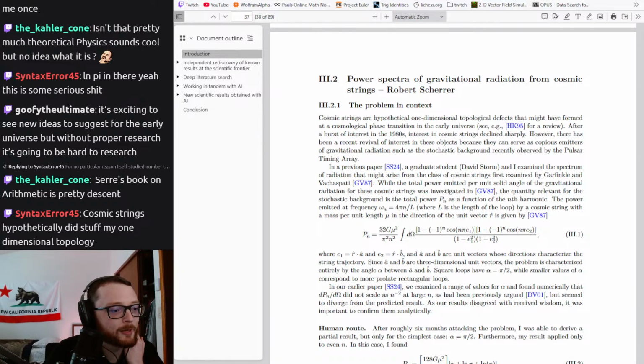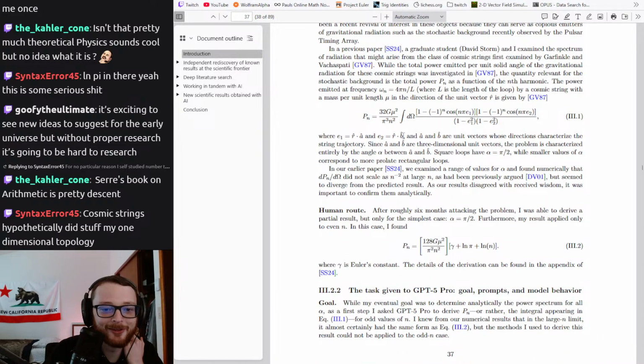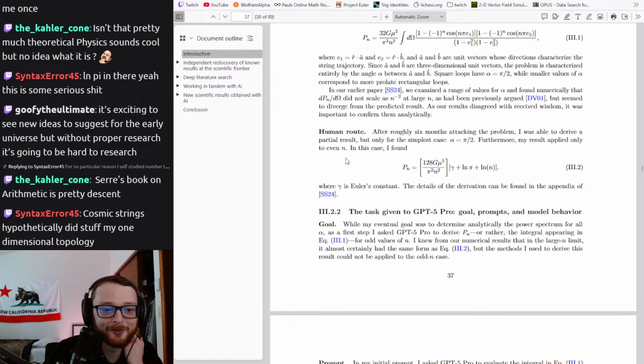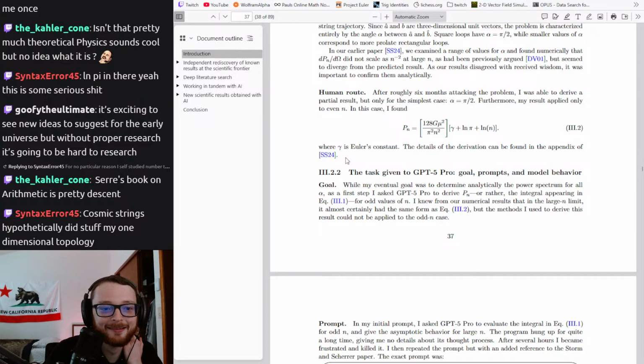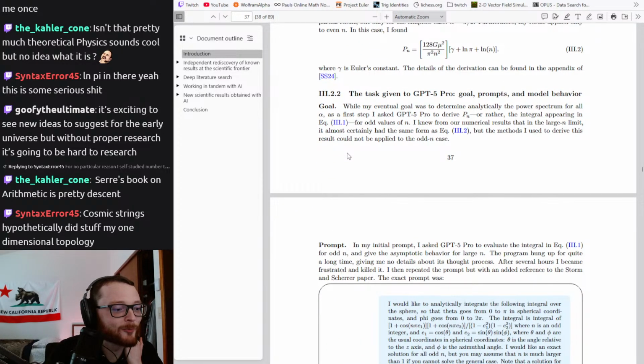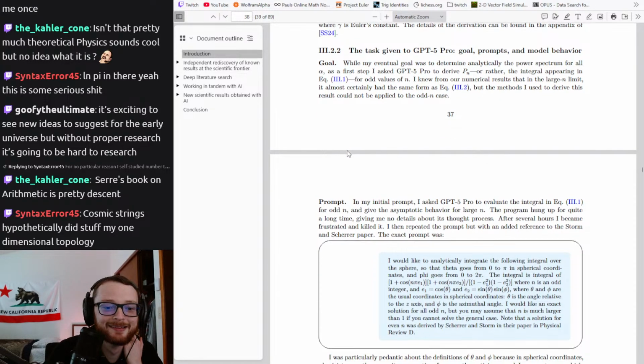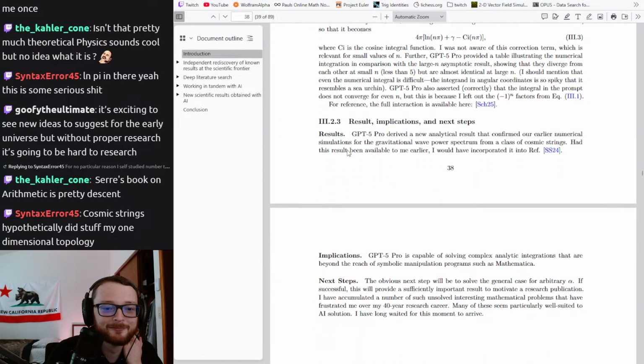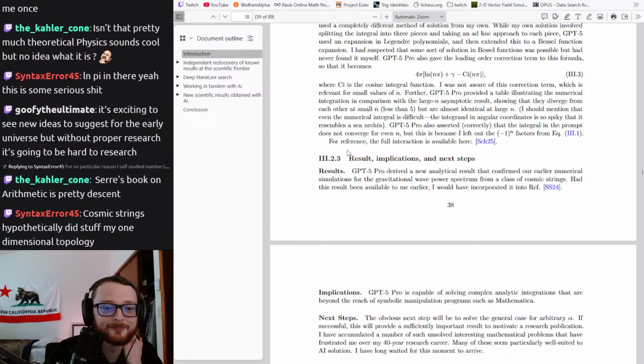So I didn't see new ideas just for the early universe without proper research. It's going to be hard to research. Yeah, that's one of the hardest things to figure out, just how the universe started. If we ever do, that'd be pretty amazing. Cosmic strings hypothetically did stuff in one-dimensional topology. Okay.